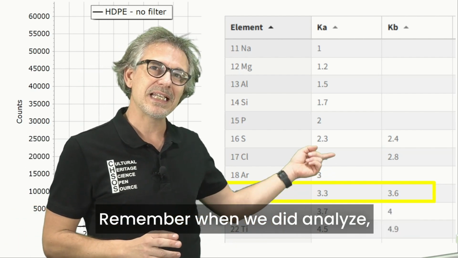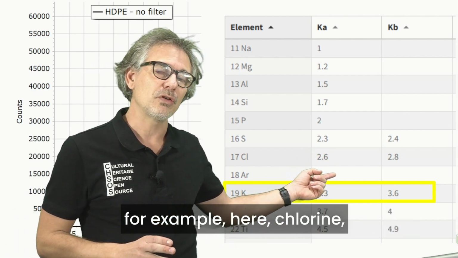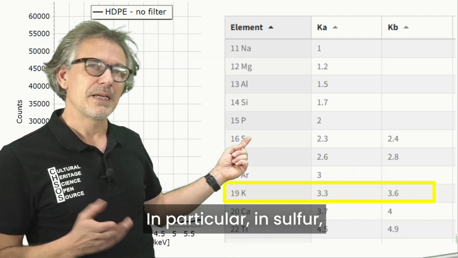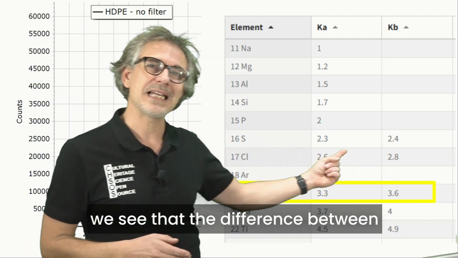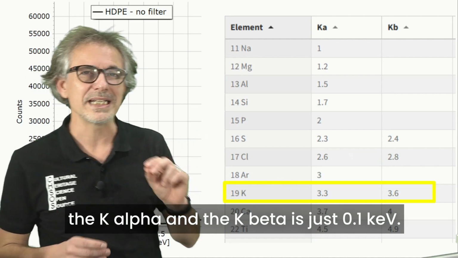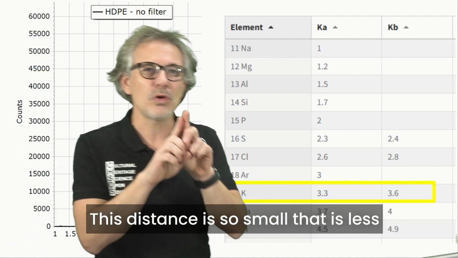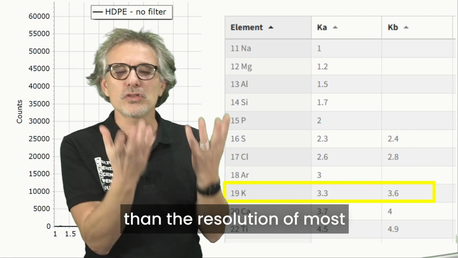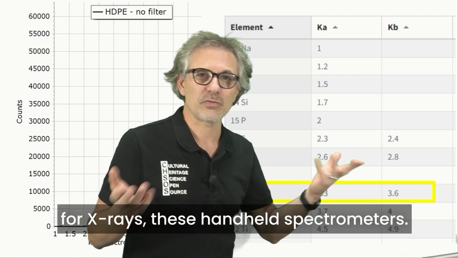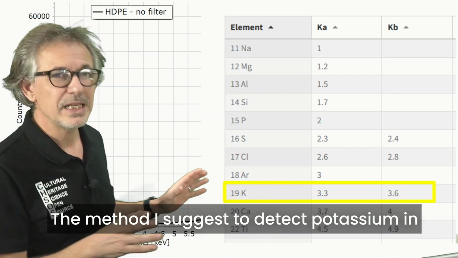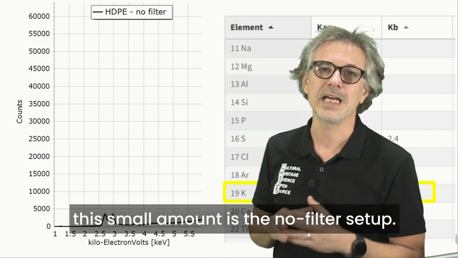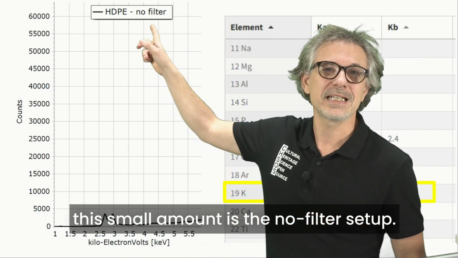Remember, when we analyzed, for example, chlorine, the difference there is just 0.2 keV. In sulfur, the difference between the K-alpha and the K-beta is just 0.1 keV. This distance is so small that it is less than the resolution of most of these handheld X-ray spectrometers. The method I suggest to detect potassium in this small amount is the no-filter setup.